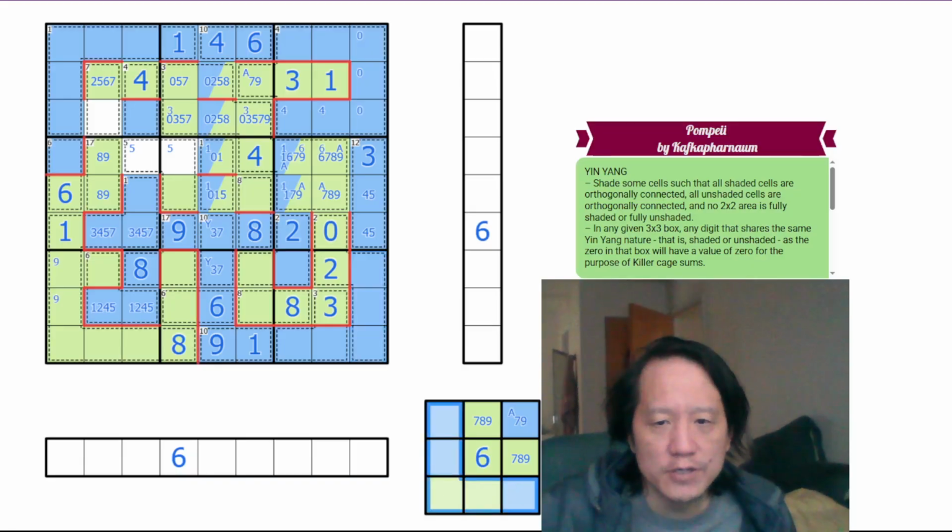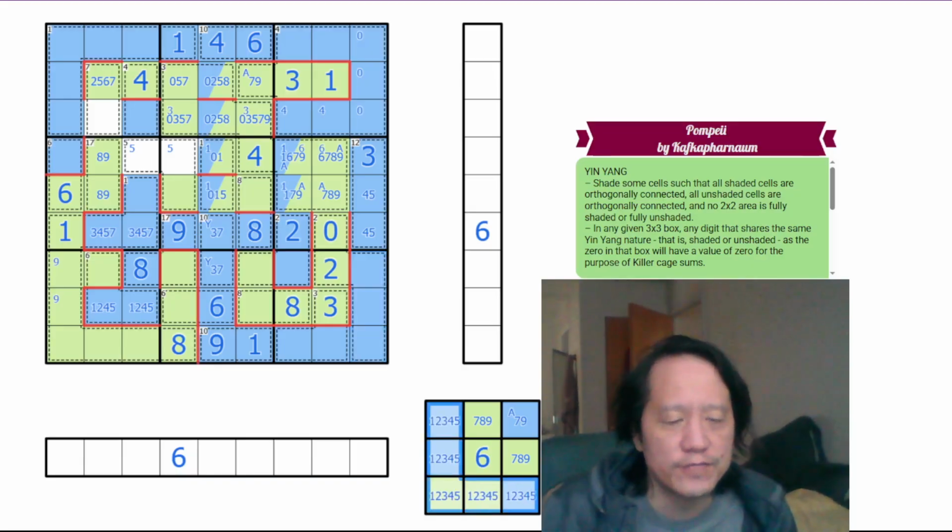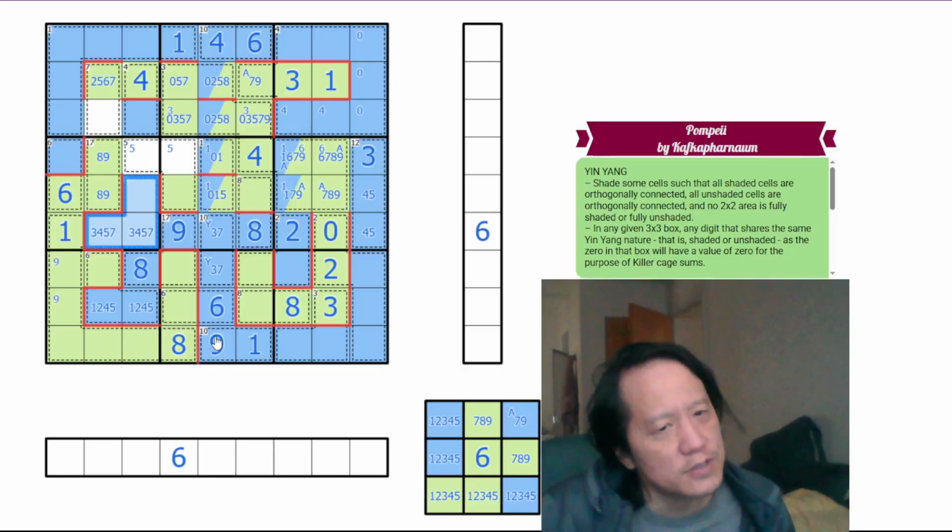So in the rest of the boxes, we're missing 1 through 5. These... Actually, I guess it could be these 3 cells. We could be missing a 1 here.